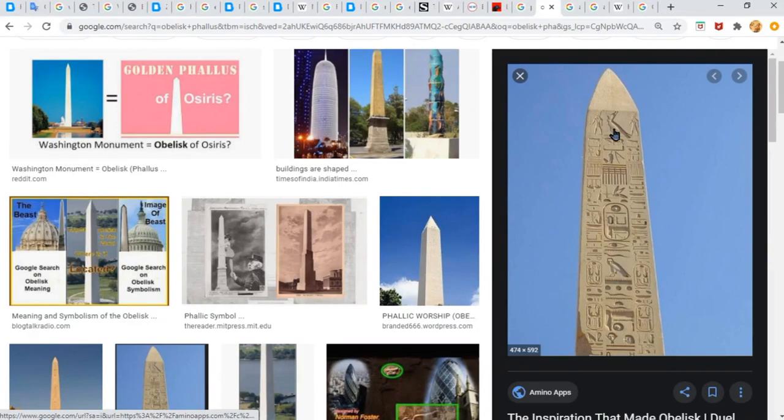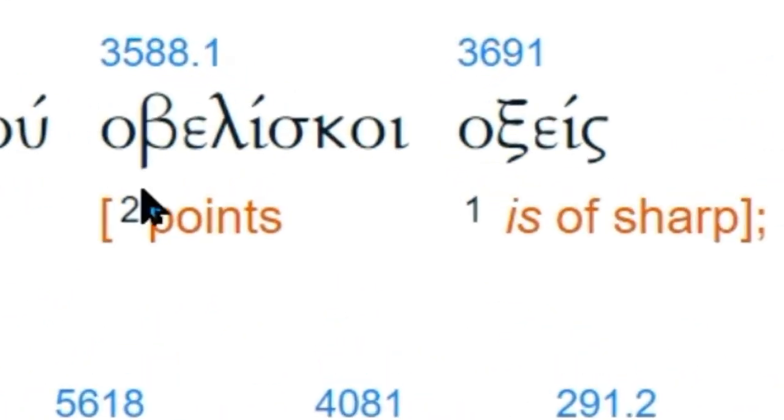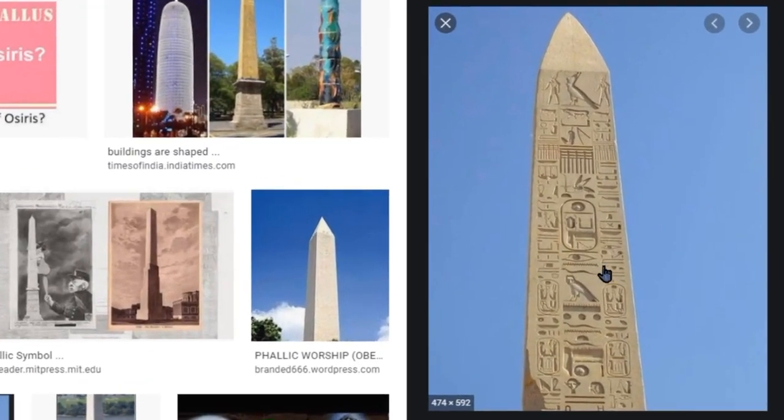Hey people, it's no secret that the obelisk represents a phallus, and I found the writings about it in the Greek story of the dragon, the obelisk. So what you're looking at here is a court case, and you have the two sides, and then you have the judgment.